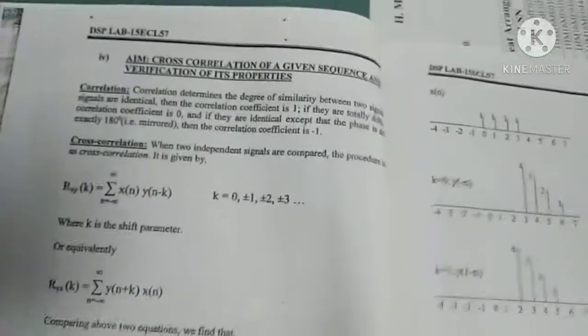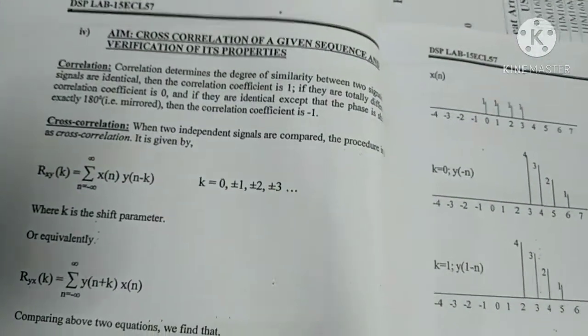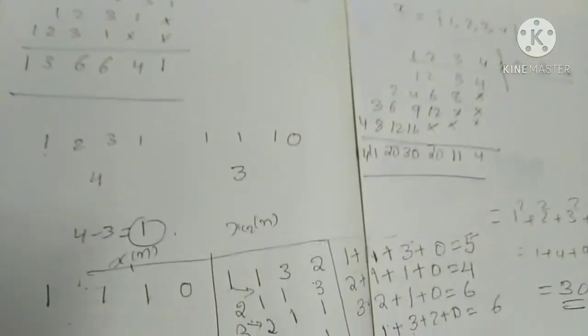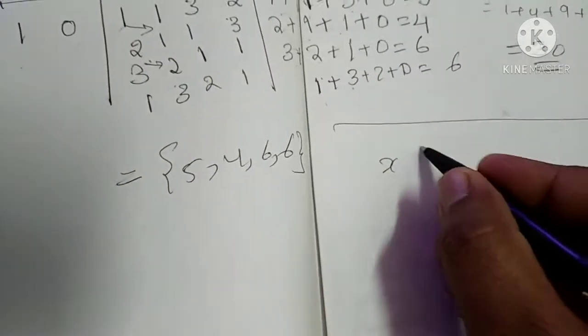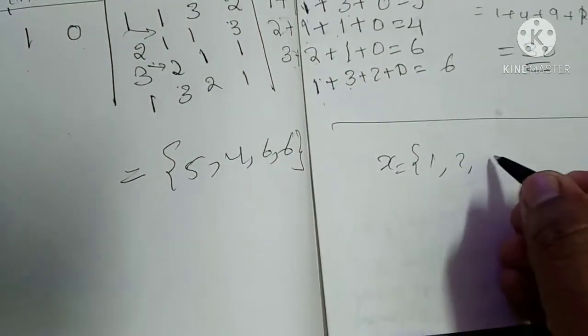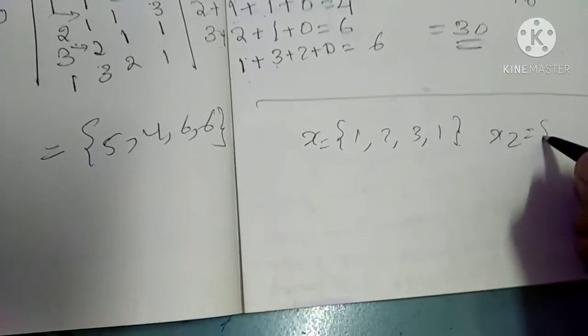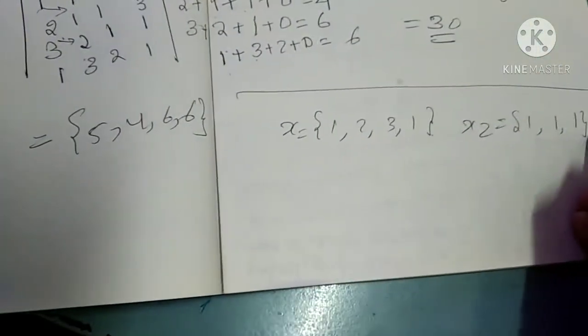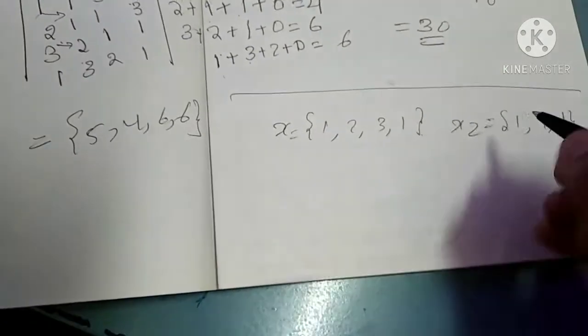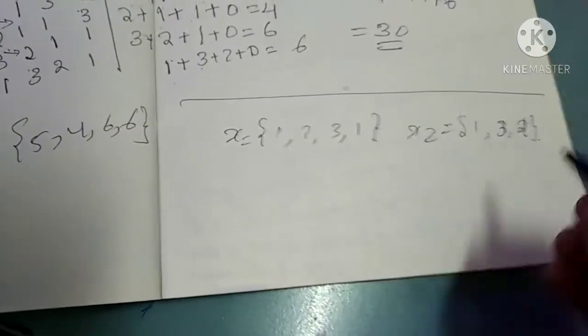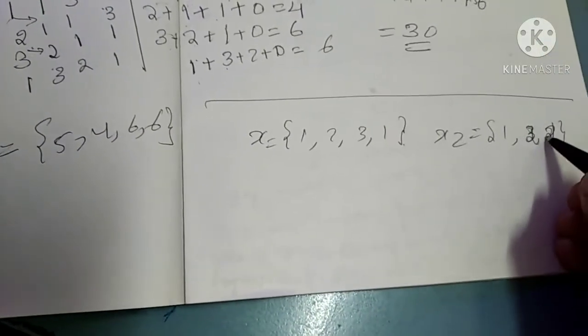So in cross correlation, here we are taking two sequences instead of one. One sequence is, let us take x: 1 2 3 1. Another sequence I can take, let us take 1 1 1. Any one sequence, so let us take this 1 3 2. 1 2 3 or any other sequence.